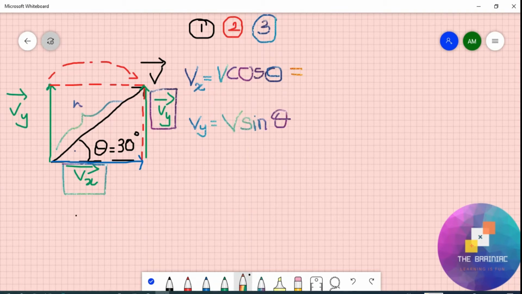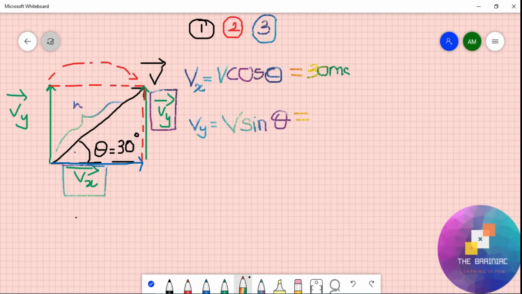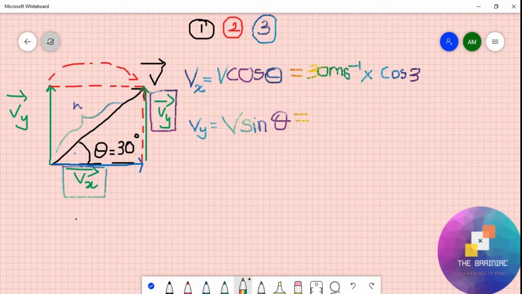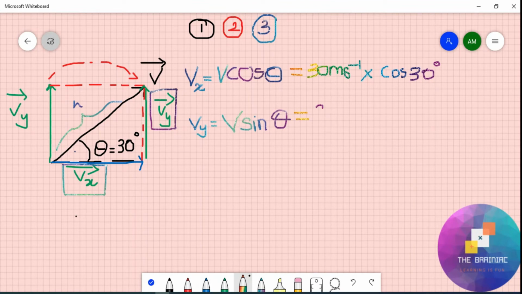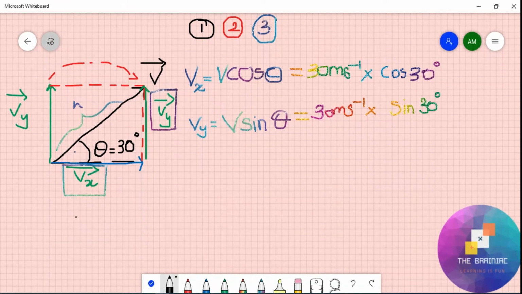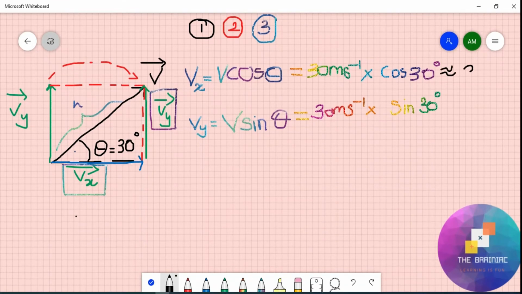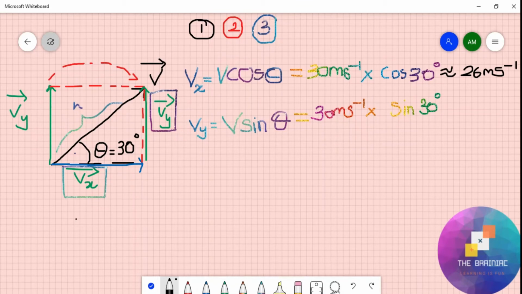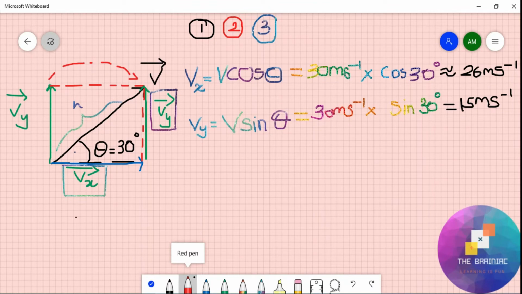So these are equal to 30 meters per second, which is the magnitude of the hypotenuse or the velocity vector, into cos 30 degrees. So I can write the same here too: 30 meters per second into the sine of 30 degrees. So this would be approximately equal to 26 meters per second. And this would directly be equal to 15 meters per second. So now we have successfully found the magnitudes of the x vector and the y vector.